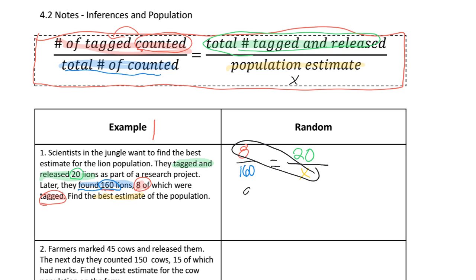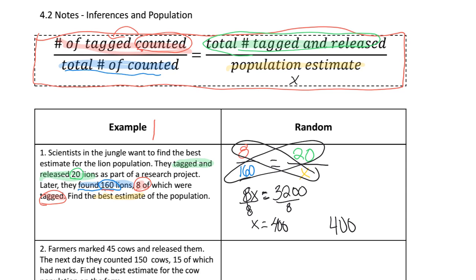So we do 8 times x, which is 8x, and then 160 times 20, which should give you 3,200. Solve for x by dividing both sides by 8, and you should get x equals 400. Now, we're not done yet. We need to label. So that's 400 lions. That's our actual answer, 400 lions.